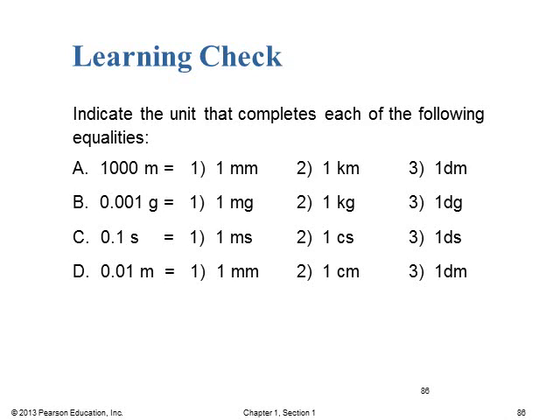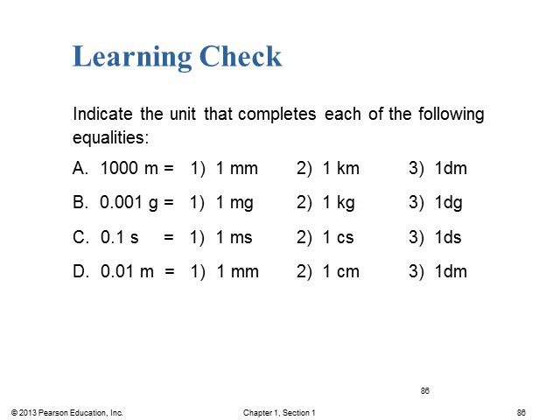All right, and so in this learning check, we need to indicate the unit that completes each of the following equalities. And so 1,000 meters. So 1,000 meters, you have a lot of meters. And so it's going to be quite long. And so that would be 1 kilometer. All right, 0.001 grams, so 1/1000th of a gram. So 1/1000th is milli. So choice 1.